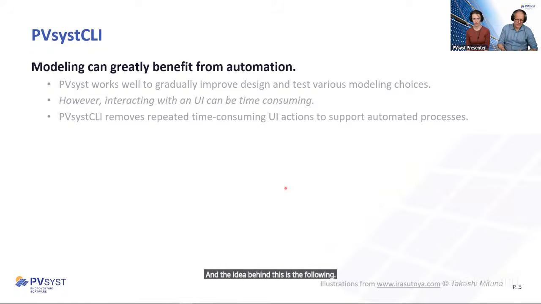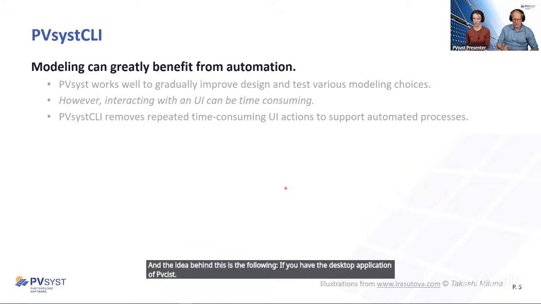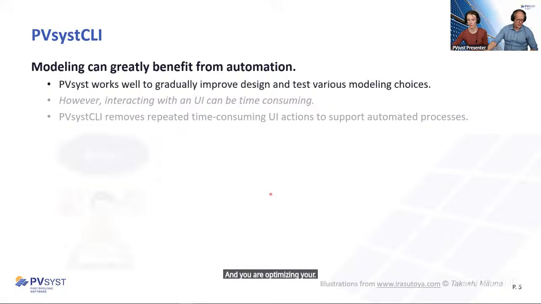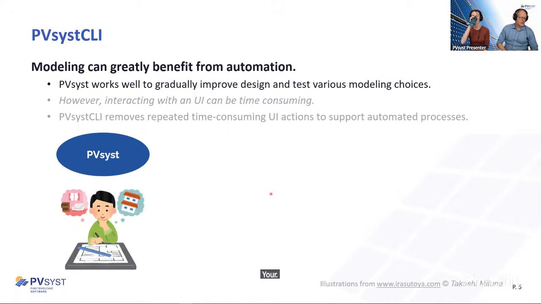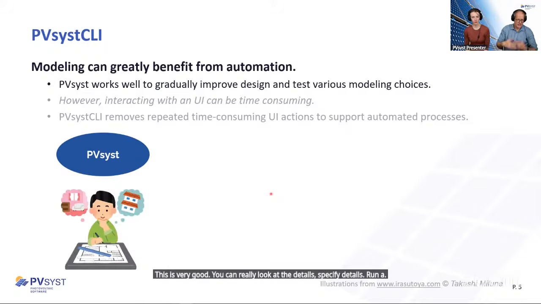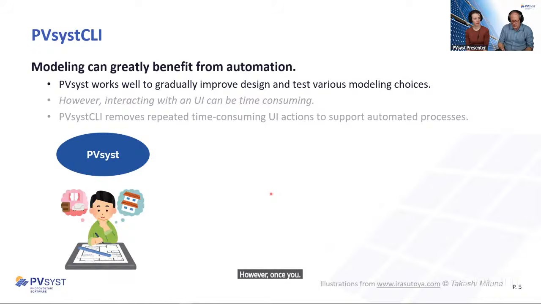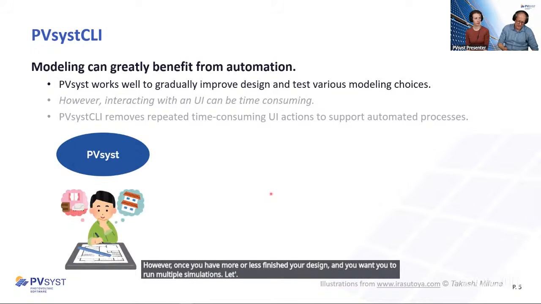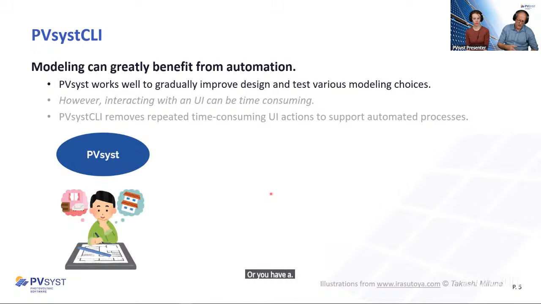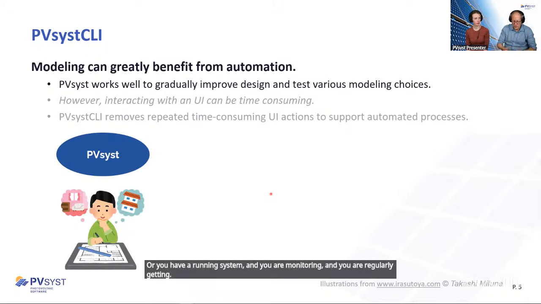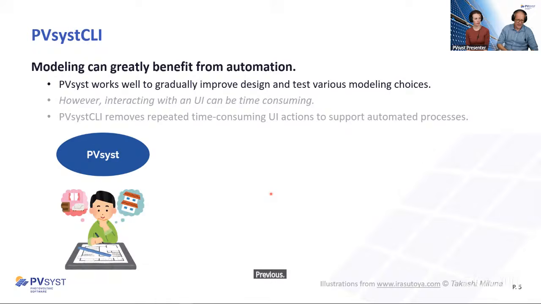If you have the desktop application of PVsyst and you are optimizing your design, this is very good. You can really look at the details, specify details, run a simulation, see the impact that it had, and work like this. However, once you have more or less finished your design and you want to run multiple simulations, let's say with different weather data files, or you have a running system and you are monitoring and you are regularly getting new weather data and you want to run PVsyst simulations on that.